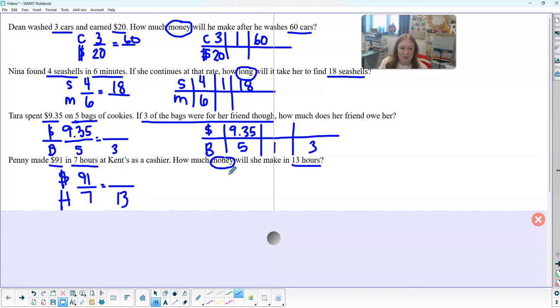We can also use our chart. So we have money and hours.